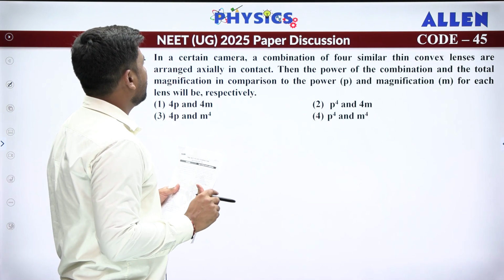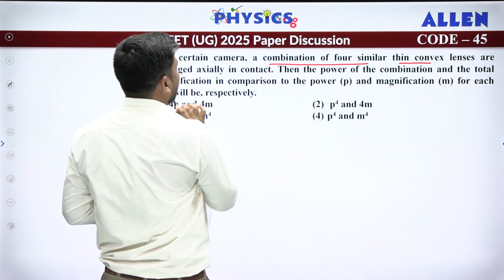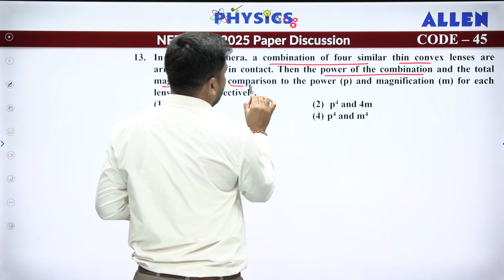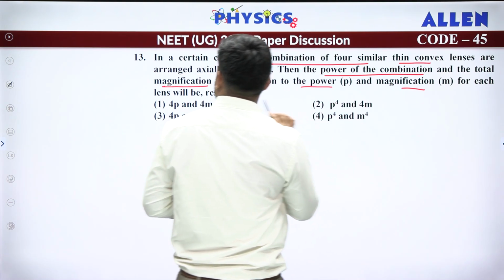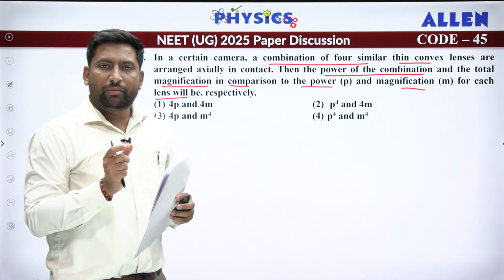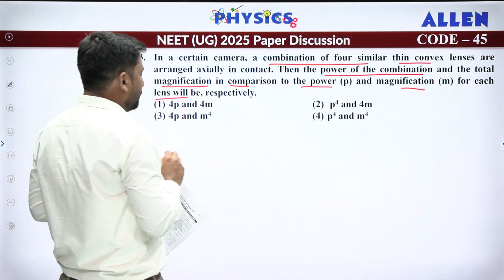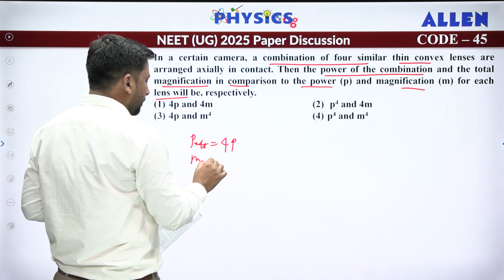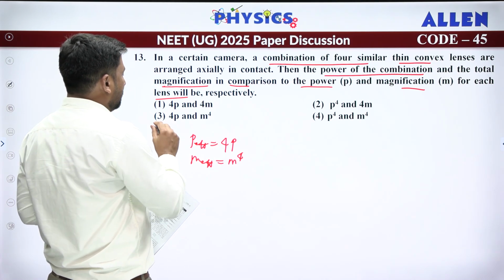Now let's move to the next question. They are saying that in a camera, a combination of 4 thin convex lenses is given. We have to find the power of the combination and the total magnification of the arrangement. If P is the power and M is the magnification of each lens, then whenever many lenses are placed in series, the power will add up and the magnification will get multiplied. This is a very easy question, so P effective will become 4P and M effective will be the product of all, so that becomes M to the power 4. So it is the third option that matches.